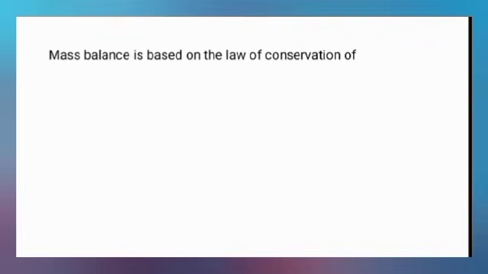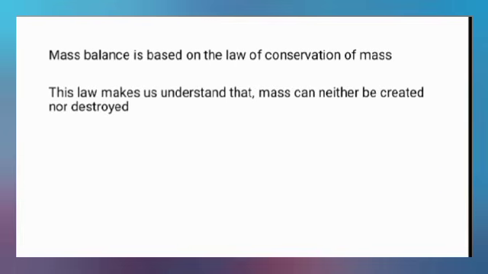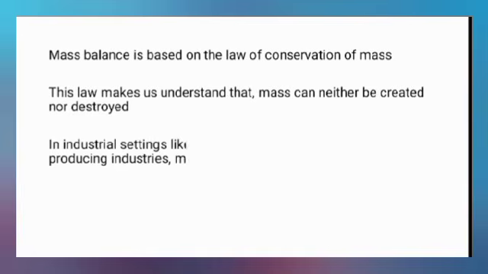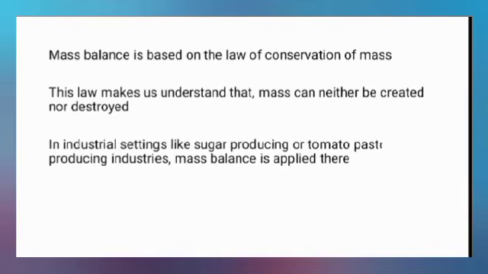So mass balance, also known as material balance, is based on the law of conservation of mass. And this law makes us understand that mass can neither be created nor destroyed. In industrial settings like sugar producing or tomato paste producing industries, mass balance is applied there. So it follows this particular order.